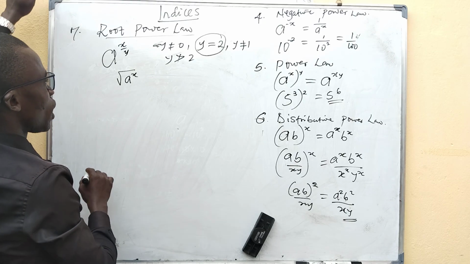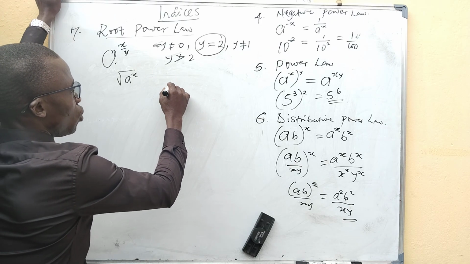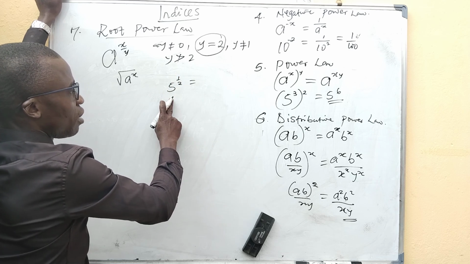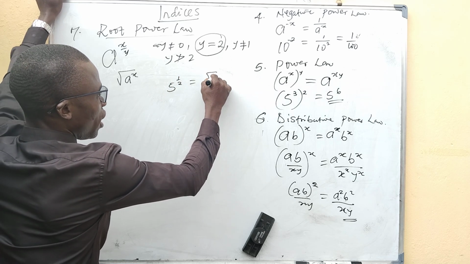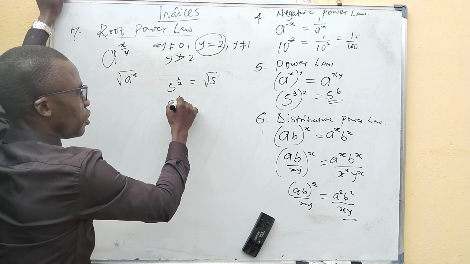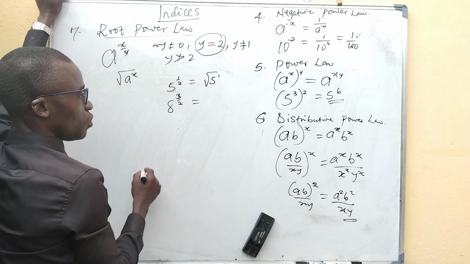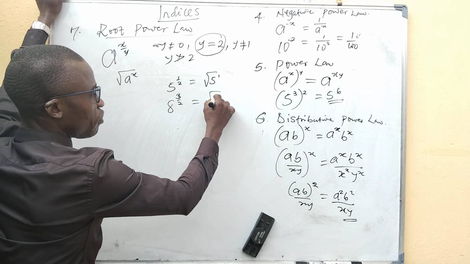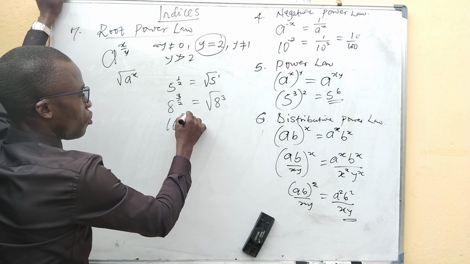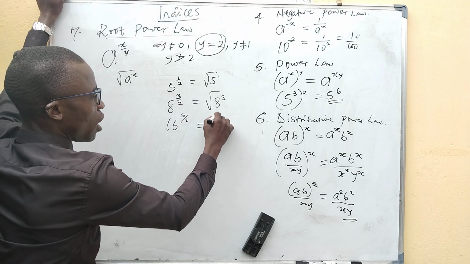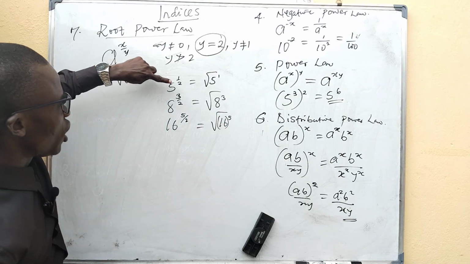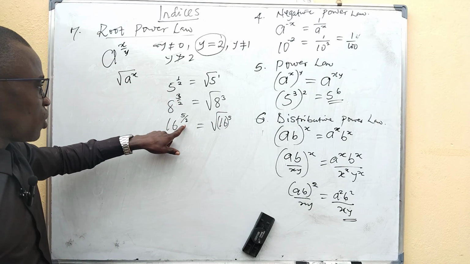Let's take, for instance, 5 raised to power 1 over 2. This will give us the square root of 5 raised to power 1. If I have 8 raised to power 3 over 2, it will be the square root of 8 raised to power 3. Then if I have 16 raised to power 5 over 2, it will be the square root of 16 raised to power 5. Okay, so what did you observe here? The denominator here is 2, the denominator here is 2, the denominator here is 2.